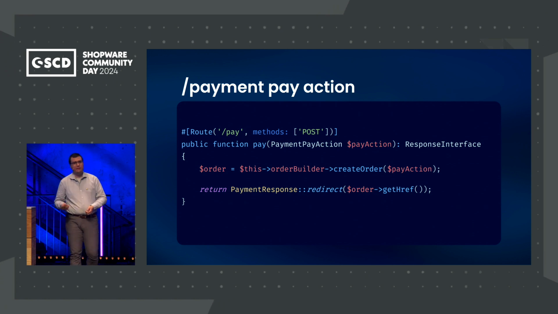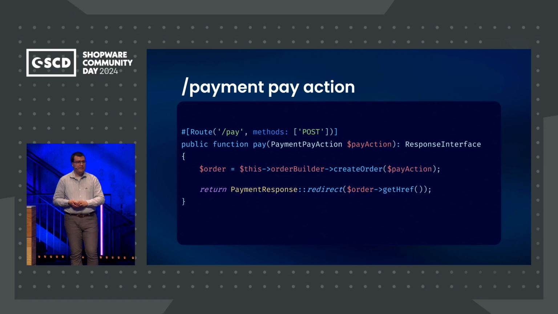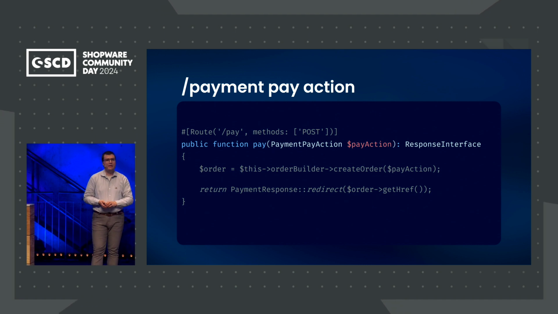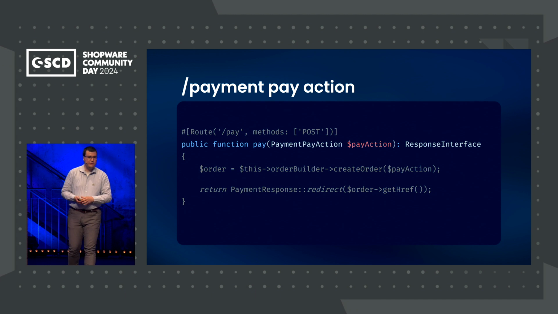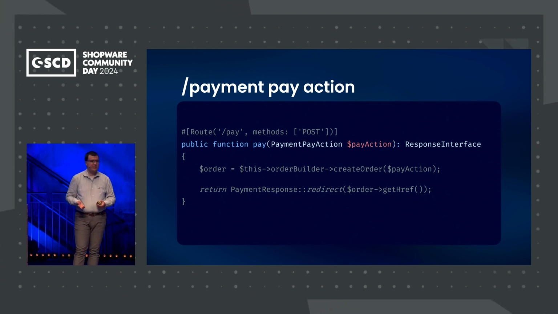First, the pay method. This is going to happen when you hit the confirm button on the checkout confirm page, and we get to this URL. As you can see up there, the payment pay action from the app SDK is already injected into your method, and it contains the full order with all of its details.